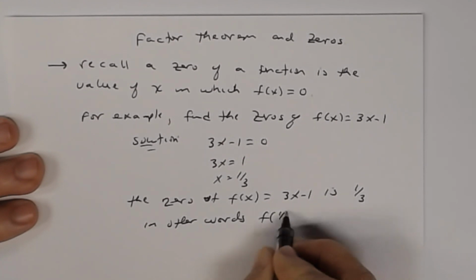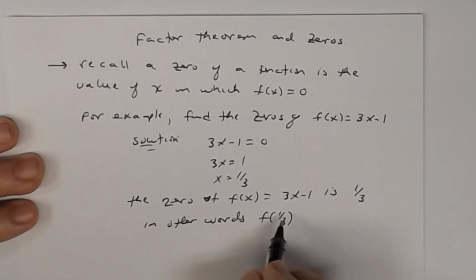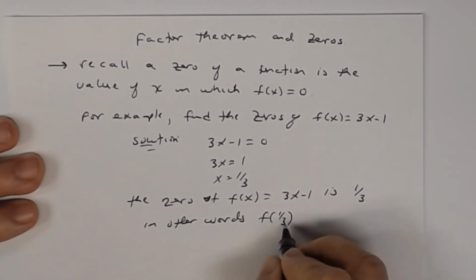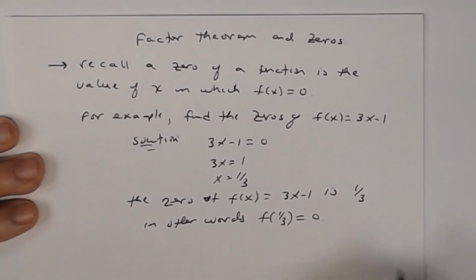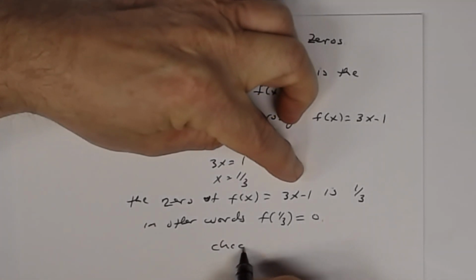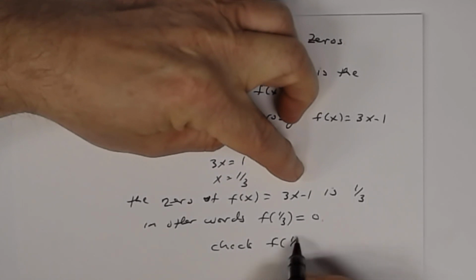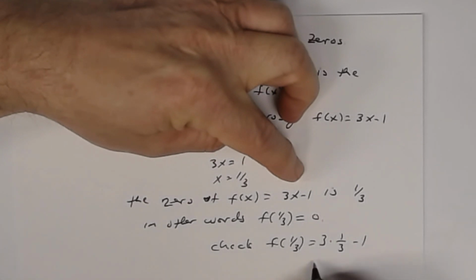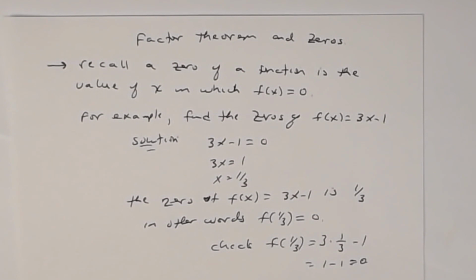In other words, if I found f of 1/3, substituting 1/3 in place of x, I better get 0. In other words, f of 1/3 must equal 0, and we do. So let's check. f of 1/3 is equal to 3 times 1/3 minus 1. Well, 3 times a third is 1. 1 minus 1 is 0. So that's what zeros are. A zero of a function is a value of x that makes that function equal to 0.